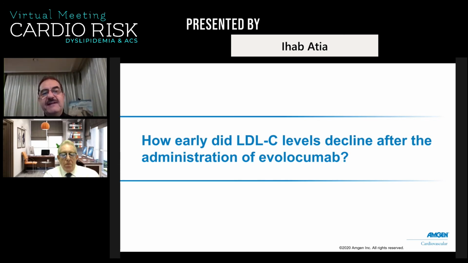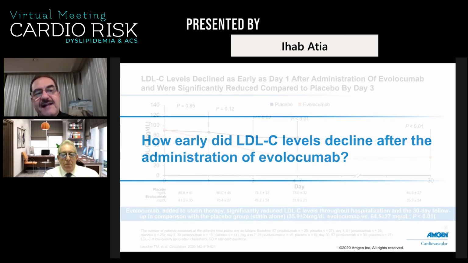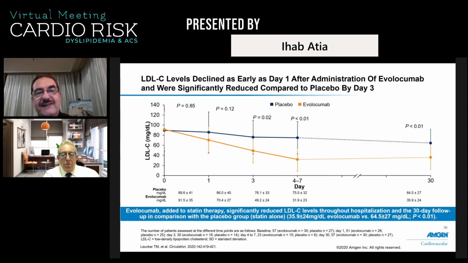When you look at the line graph, we find that as early as day 1, just 1 day after the injection, there was a reduction in the LDL value to 70 compared to 86. However, it reached statistical significance at day 3, reaching a p-value of 0.02. As early as day 3, there was already statistical significance between both arms with 49 milligram LDL compared to 76.